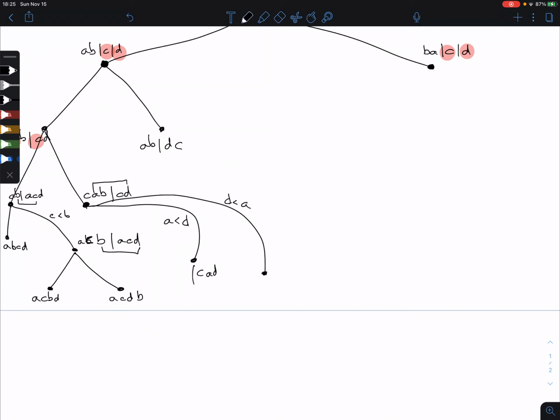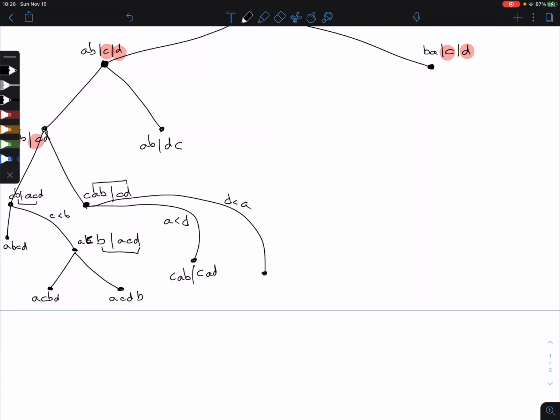What do I know of the first part? Can I decide where D goes just knowing that A is less than D? That means that D has to be on this side, but I still don't know where it is with respect to B. So this is a situation that I end at that point.